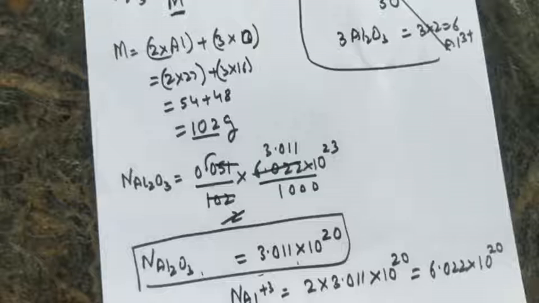That means, students, in short, for molecular substances, if we have to calculate the number of atoms or ions, then first of all we have to calculate the number of molecules, and from the molecules we will be able to calculate the number of atoms or ions.